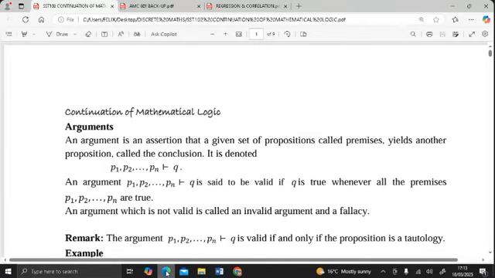So you can see that arguments. You notice that this is an advancement of what you did last time with respect to mathematical logic. And we were told that an argument is an assertion that a given set of propositions, just statements, called the premises, yield another proposition called a conclusion.